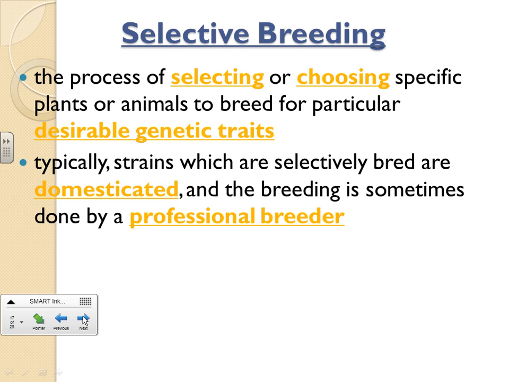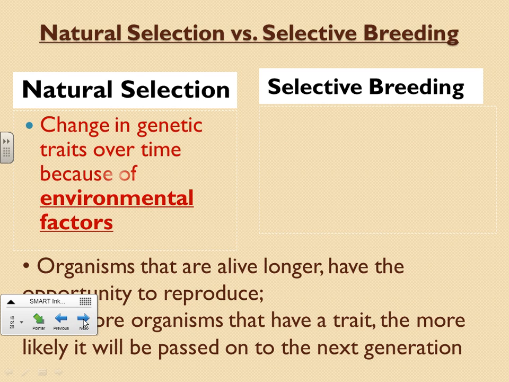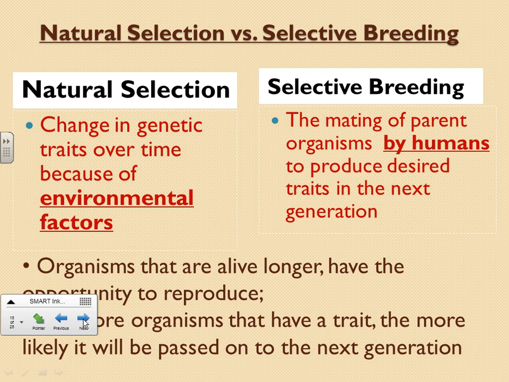So the differences between natural selection and selective breeding: natural selection is change in genetic traits over time because of environmental factors. So natural selection is controlled by the environment. Whereas selective breeding is the mating of parent organisms by humans to produce desired traits in the next generations. So natural selection is controlled by the environment. Selective breeding is controlled by humans.